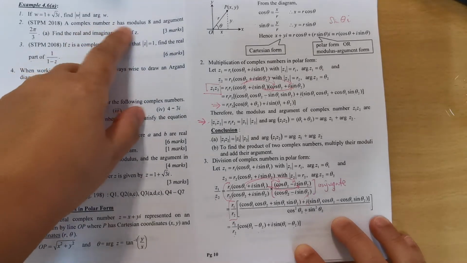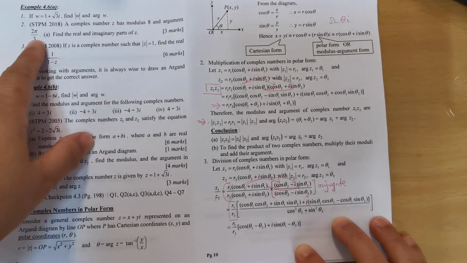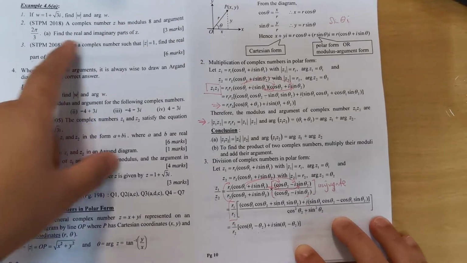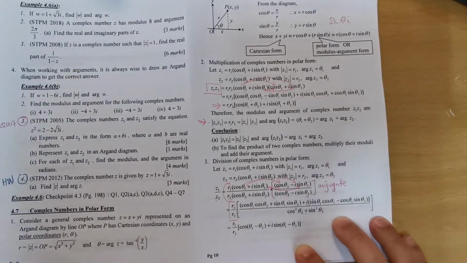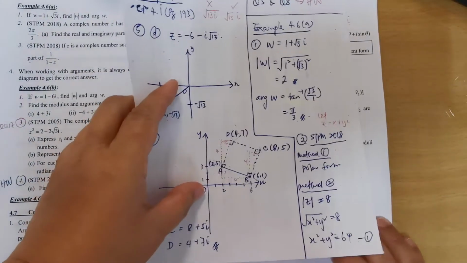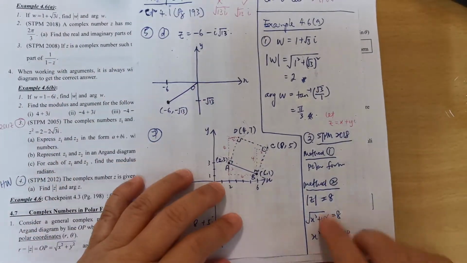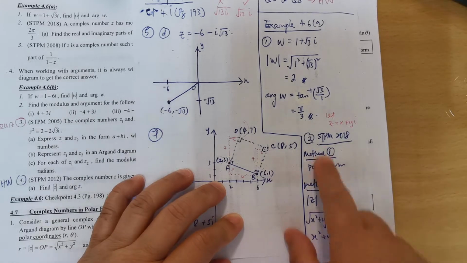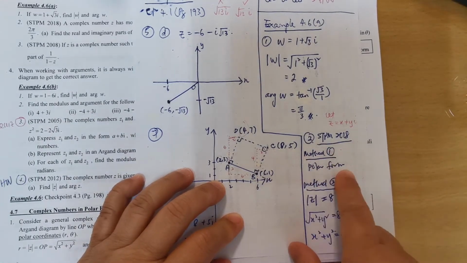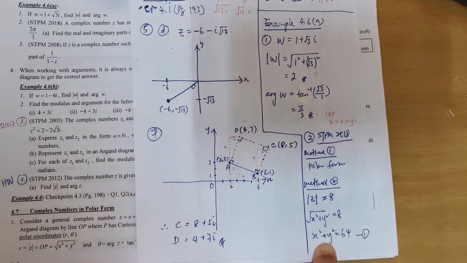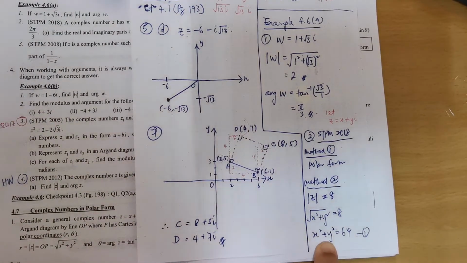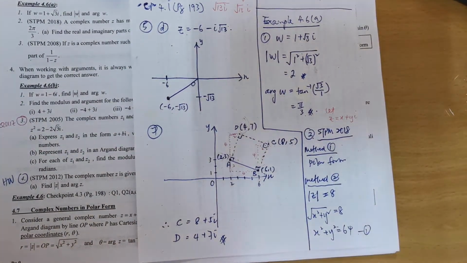Alright, complex number Z has modulus 8 and argument 2 pi over 3. They give you modulus and argument. They want you to find the real and imaginary part of Z. By that time we are using this method. Remember I told you there are 2 methods to do this. Method 1 is polar form. Method 2 is normally they give you the modulus, so from here we get one equation.